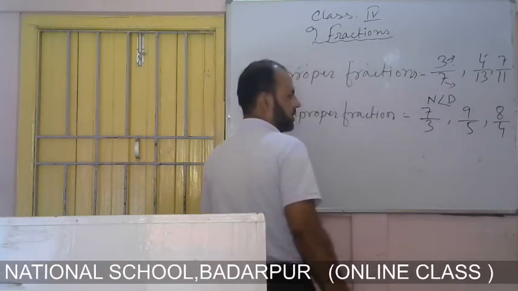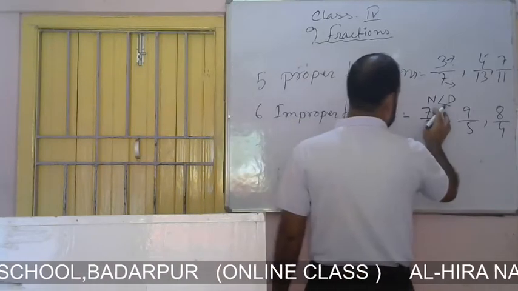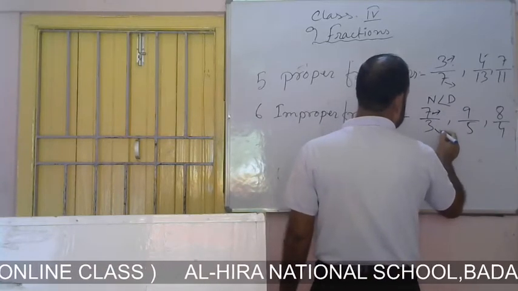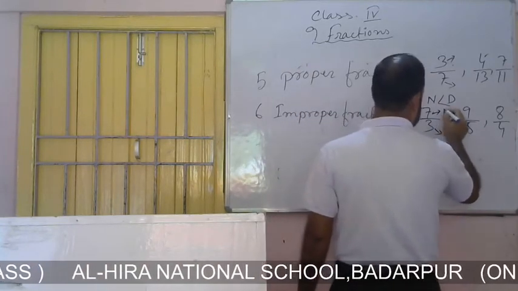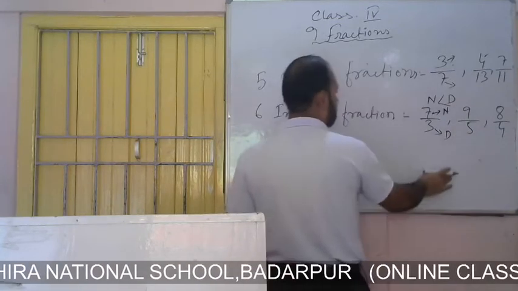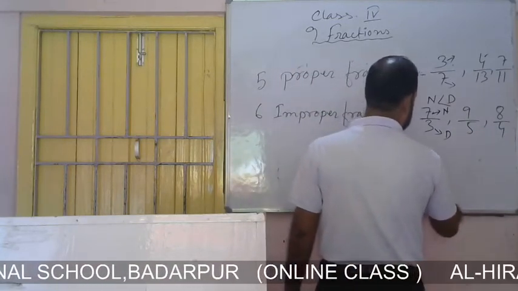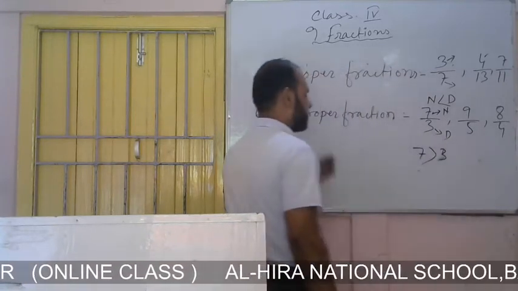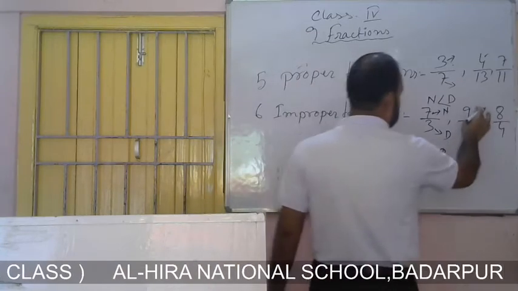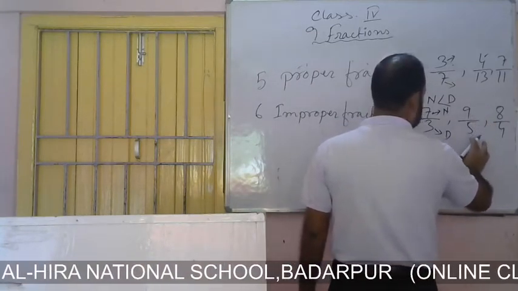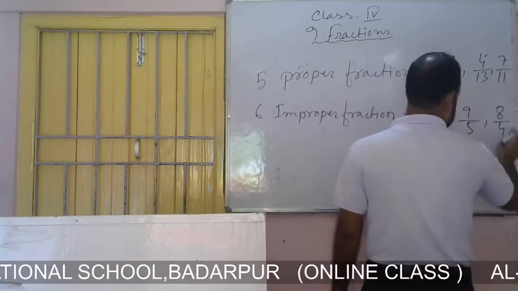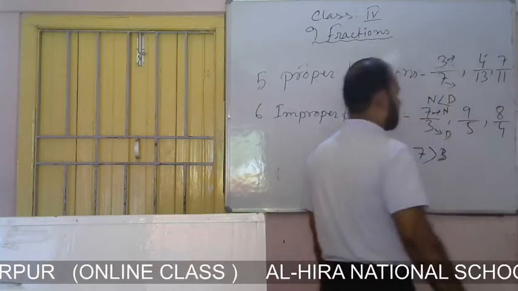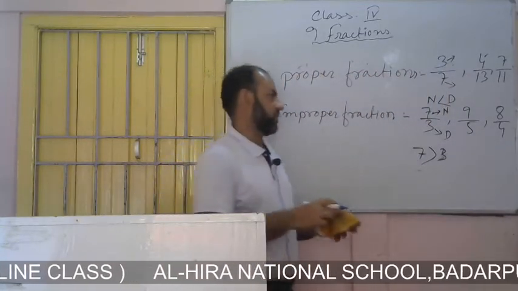7 is greater than 3. That means 7 is the numerator and 3 is the denominator, and 7 is greater than 3. That means this fraction is an improper fraction. 9 is greater than 5, so this fraction is also an improper fraction. 8 is greater than 4, so this fraction is also an improper fraction.